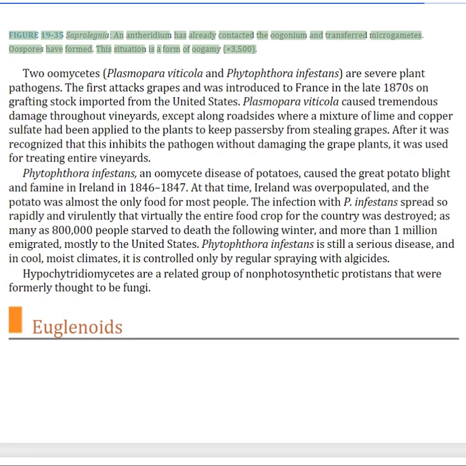Figure 19-35. Saprolegnia: an antheridium has already contacted the oogonium and transferred microgametes. Oospores have formed. This situation is a form of oogamy.